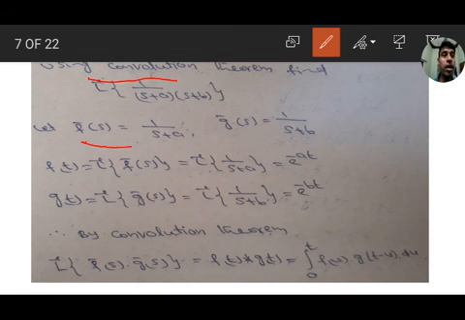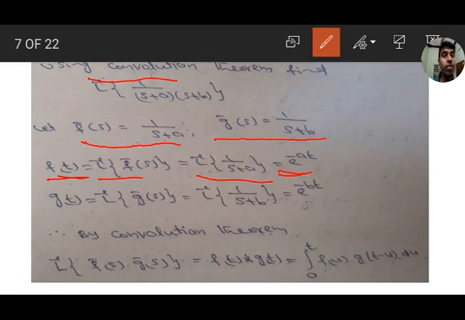So let f bar(s) equal 1/(s+a), g bar(s) equal 1/(s+b), and L inverse of f bar(s), that is L inverse of 1/(s+a), is e^(-at). It is the formula, e^(-at), that is f(t). And g(t) equals L inverse of g bar(s), that is L inverse of 1/(s+b), which by the formula is e^(-bt). So we got f(t) and g(t).